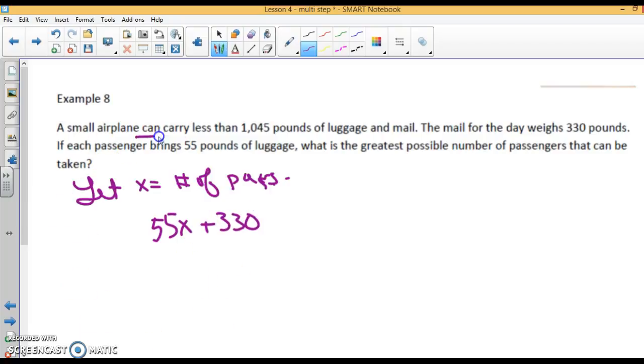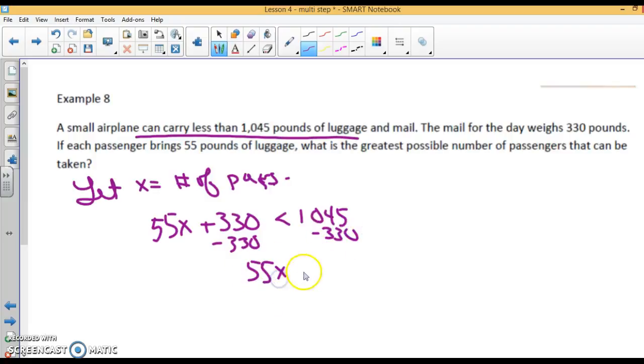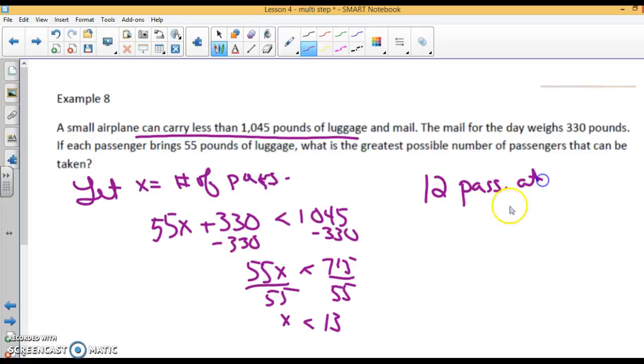They told us that the airplane can carry less than 1,045. Notice we're not going to put the equal to because it has to be less than. So let's subtract 330 from both sides. And we have 55X is less than 715. Divide by 55. And we get X is less than 13. So, what is the greatest number of passengers? 12 passengers at most. Because it has to be less than 13. It can't be 13.